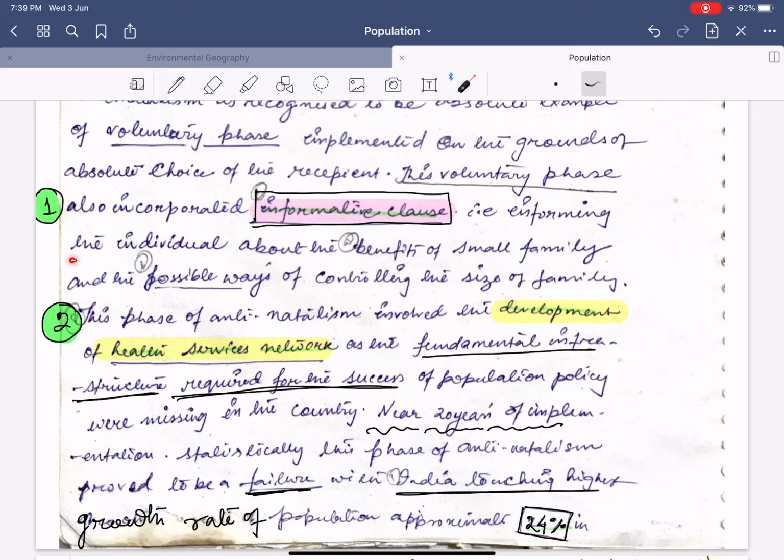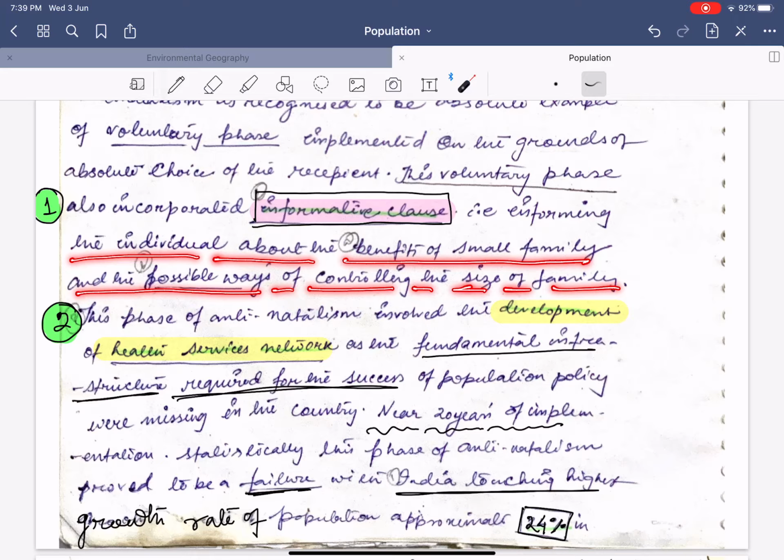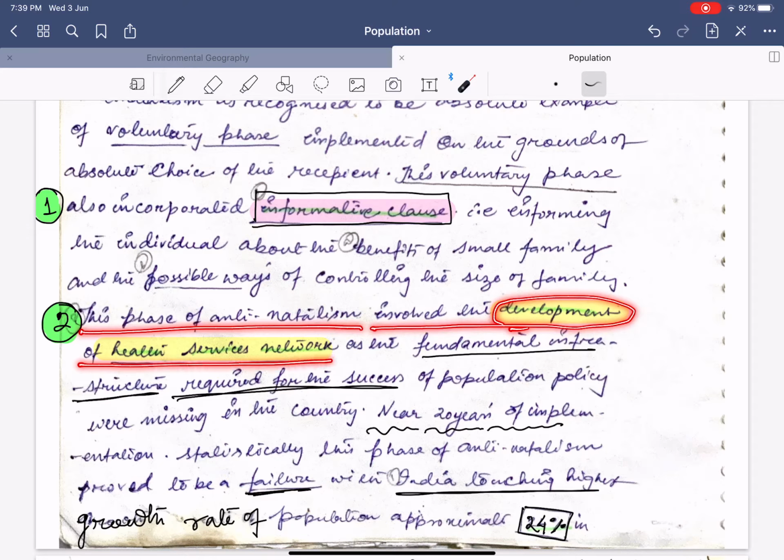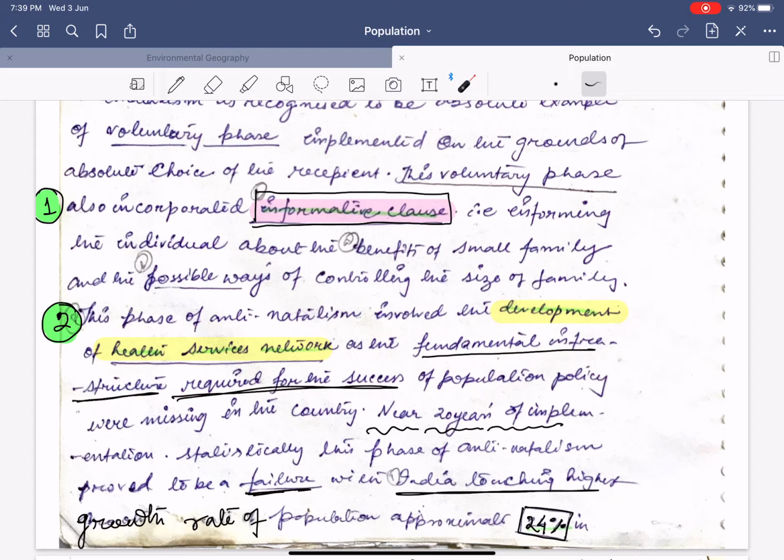That is, informing the individual about the benefits of a small family and the possible ways of controlling the size of the family. Simple. Next, the second point: this phase of antinatalism also involved the development of the health service network as the fundamental infrastructure required for a successful population policy. This was also the time when we focused on healthcare services, such as developing our primary healthcare centers and tertiary healthcare centers, so that abortions and sterilizations could be facilitated.